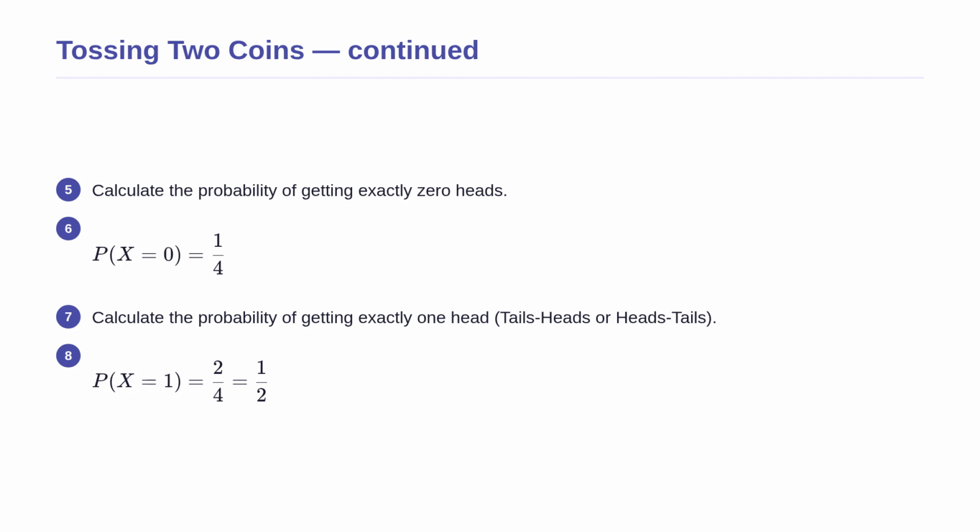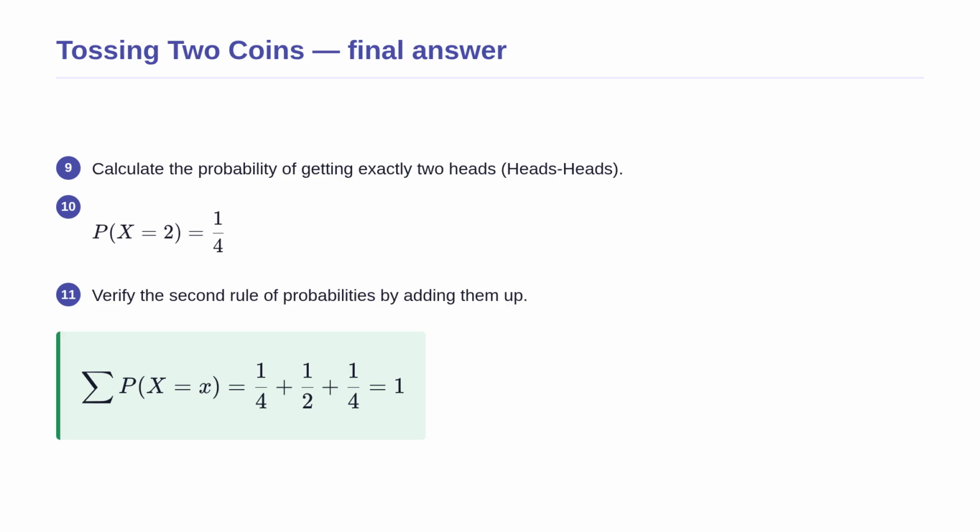Next, we calculate the probability that x equals 1. This can happen in 2 different ways. Either the first coin is tails and the second is heads, or the first is heads and the second is tails. Because there are 2 successful outcomes out of 4, the probability is 2 divided by 4, which simplifies to exactly 1/2. Now we will find the final probability and verify our work.